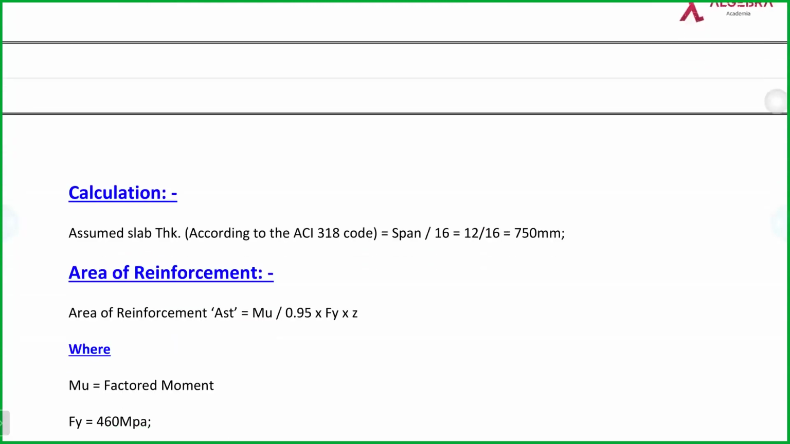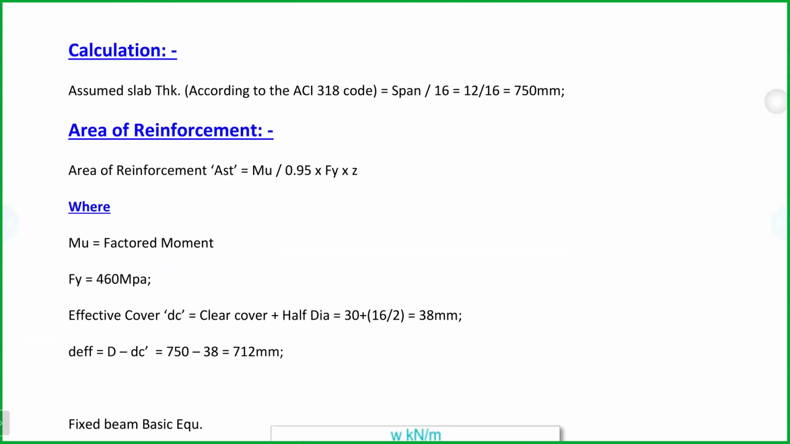Okay. So let's go further. Okay. So the slab thickness here we are assuming as simply supported. Okay.